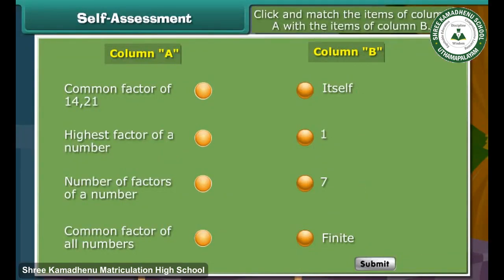Self-assessment. Click and match the items of column A with items of column B.